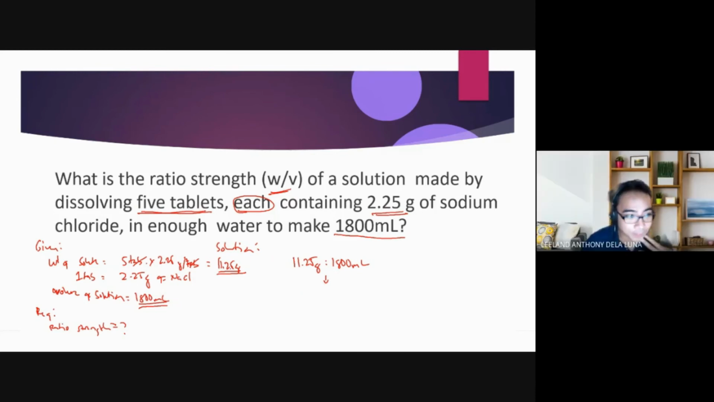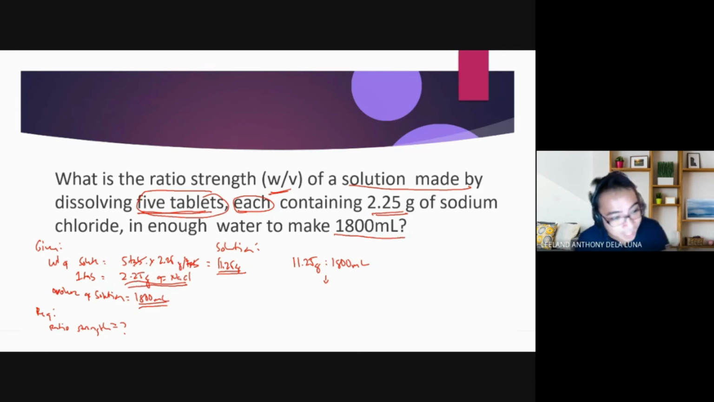Okay. Yung 11.25, class, tandaan natin, ilang tablets ang ginamit natin. Sabi kanina, the solution will be made by dissolving 5 tablets. And ang sabi natin, each tablet contains 2.25 grams of sodium chloride. Now, dahil each tablet is 2.25 grams, how many grams ang 5 tablets? So obviously, I'll just have to multiply 2.25 by 5, kasi nga 5 tablets ang gagamitin natin.